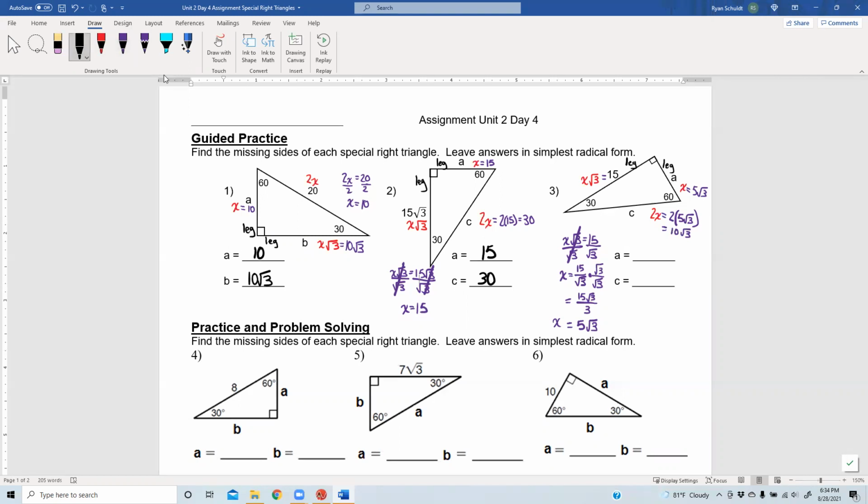So let's see. A is equal to 5 square roots of 3. C, our hypotenuse, is equal to 10 square roots of 3.